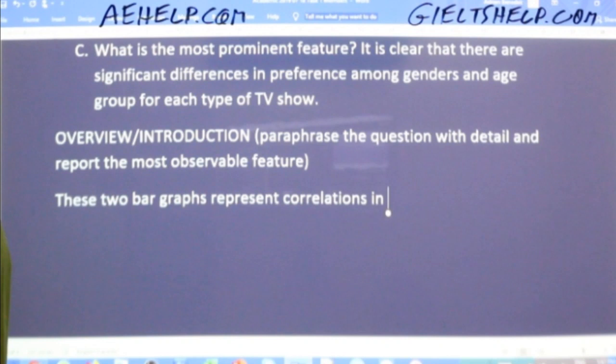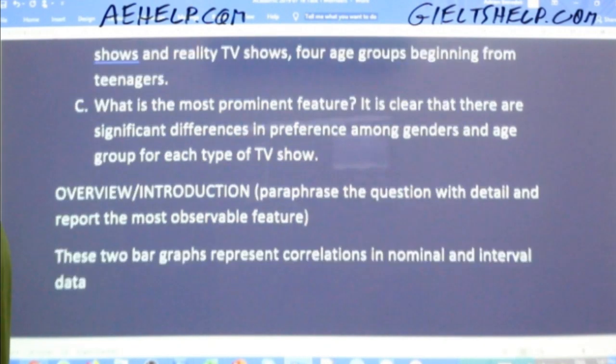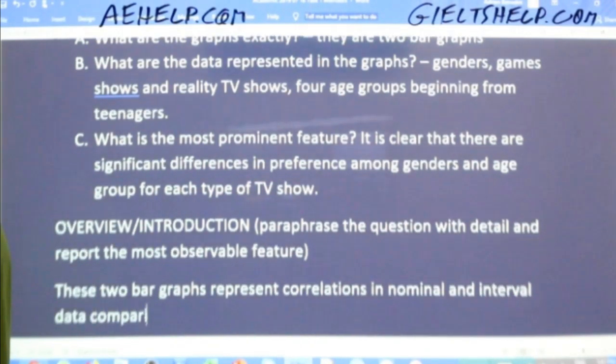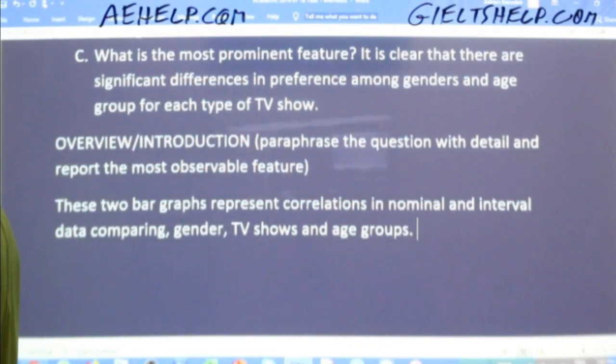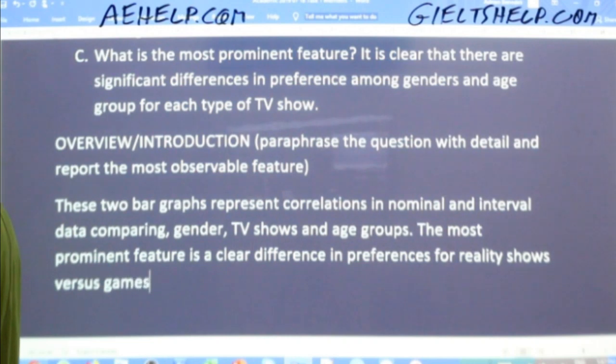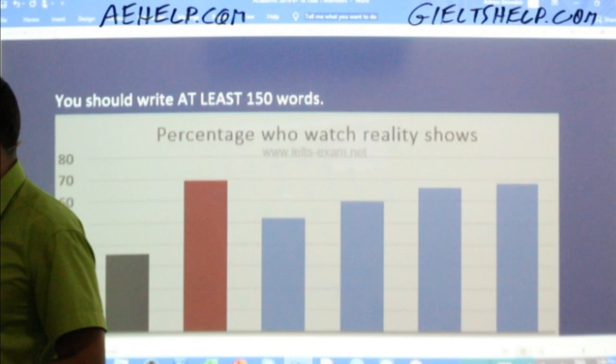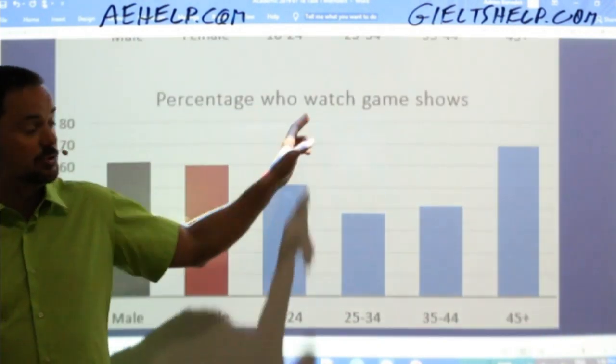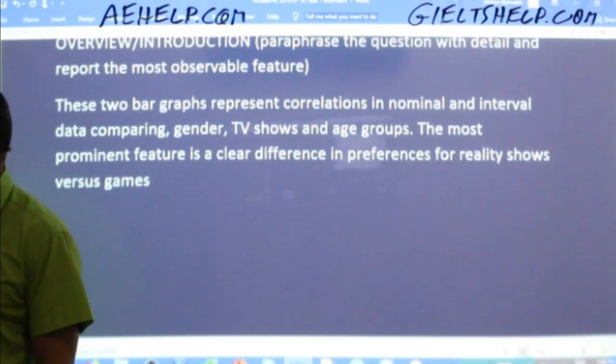So these two bar graphs represent correlation in nominal and interval data comparing gender, TV shows, and age groups. Okay. The most prominent feature is a clear difference in preferences for reality shows versus game shows. First one is reality shows. Second one is game shows. The graphs, so I can say these graphs respectively.